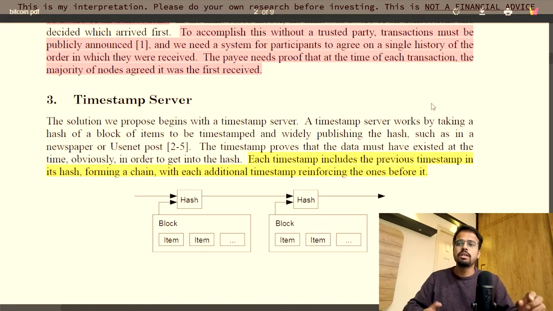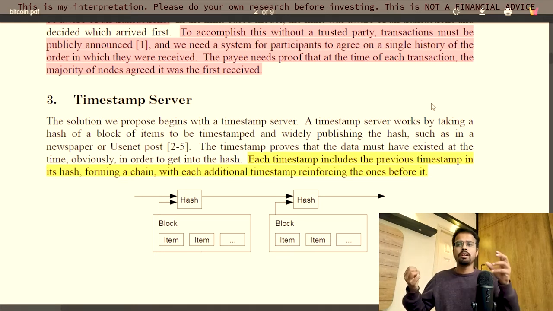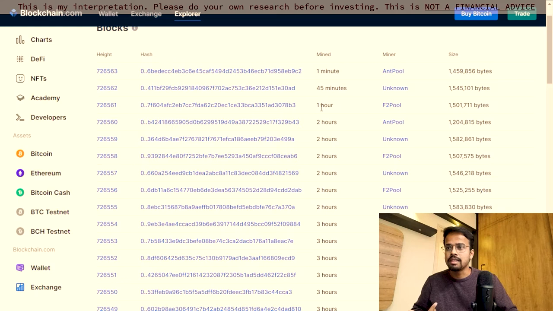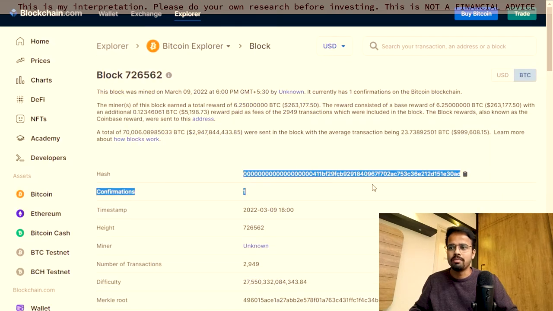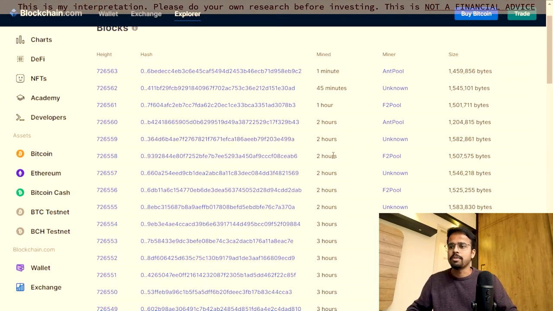Each timestamp includes the previous timestamp in its hash, forming a chain. So every timestamp, so we are publishing hash, and each hash can store the previous hash. Whenever that previous block was formed, the entire hash of that block is linked with the new block, and since it's linked, forming a chain, everyone now knows that the previous block was created at that particular point in time and the new block was created at this particular point in time. See, these are all the blocks of the Bitcoin network, and we can see when each was created. These are the hashes. It looks something like this. There are a lot of details. I will take you through this, but for now, these are the timestamps.